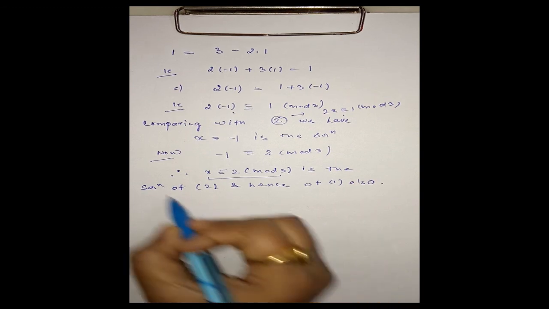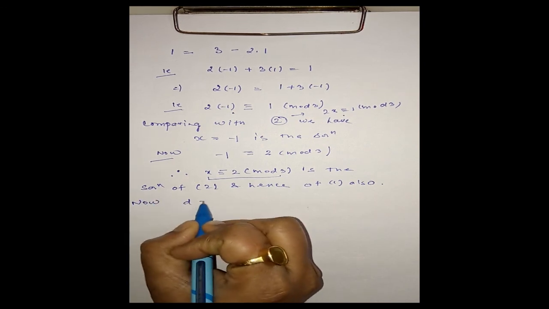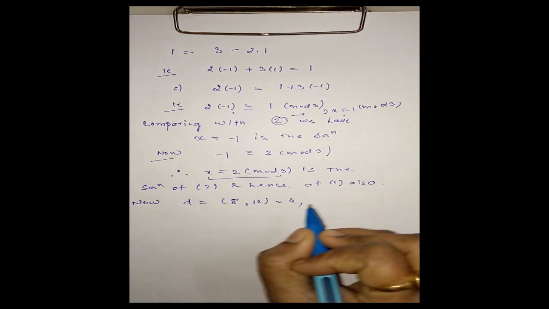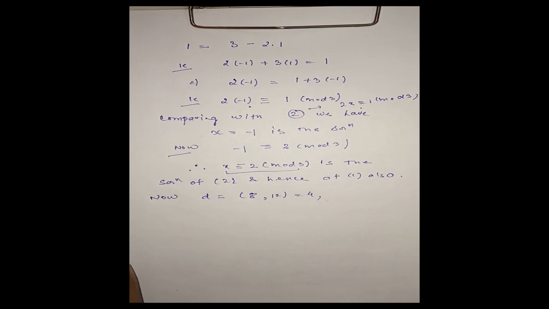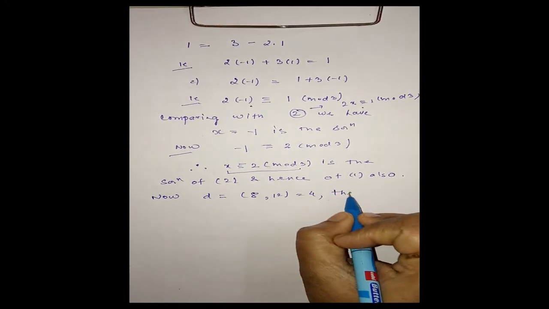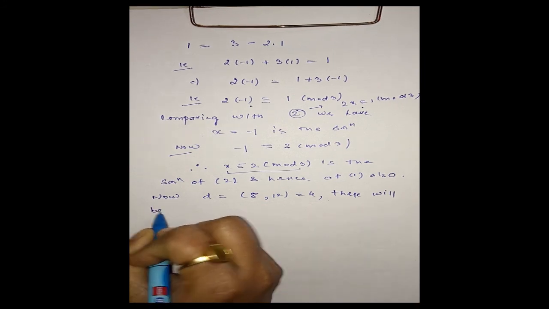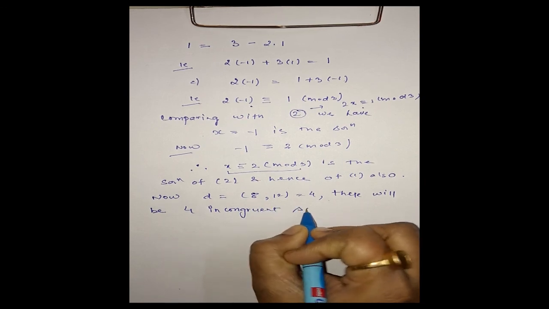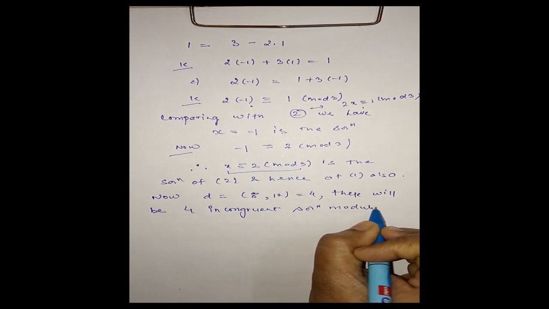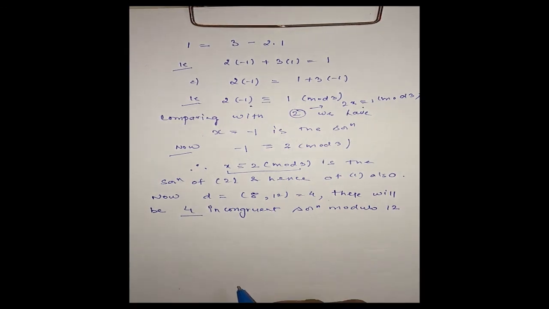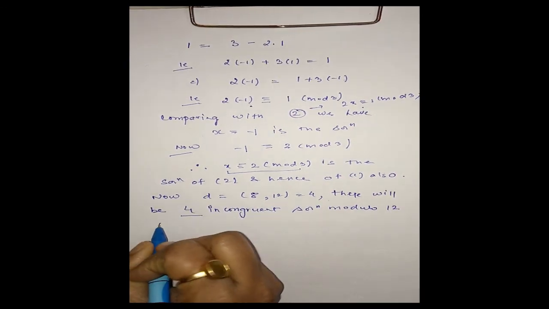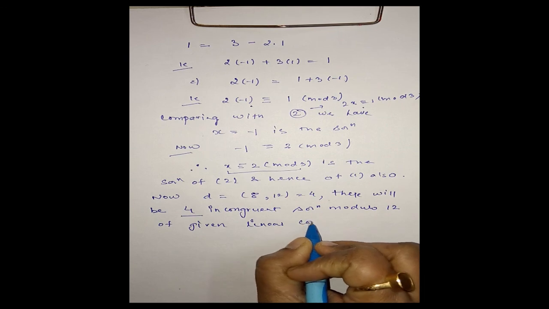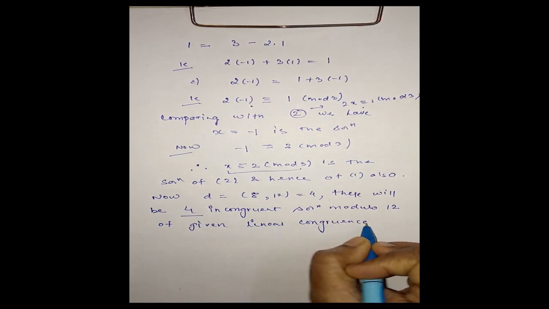Next we will find the incongruent solutions. Now d is the gcd of 8 and 12, that is 4. Since the gcd d is 4, therefore there will be 4 incongruent solutions modulo 12 of the given linear congruence. Clear?